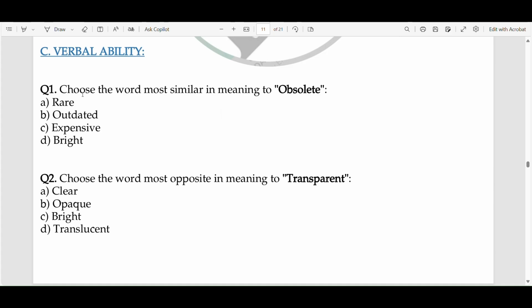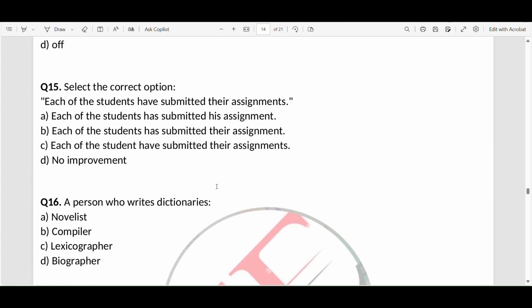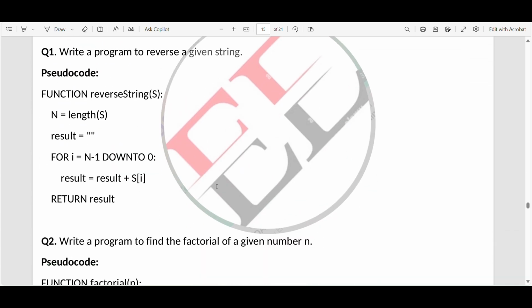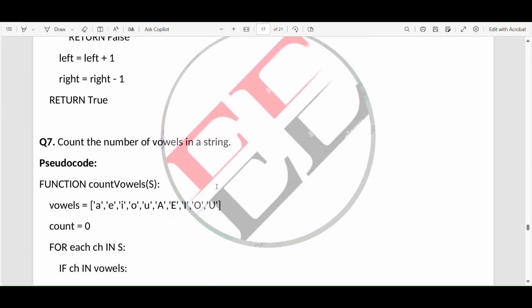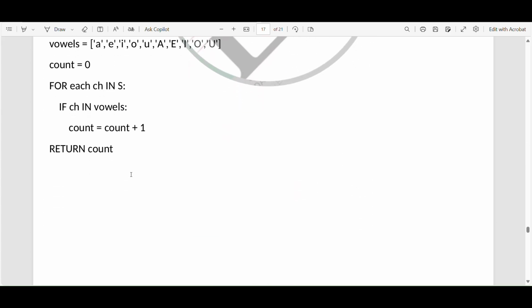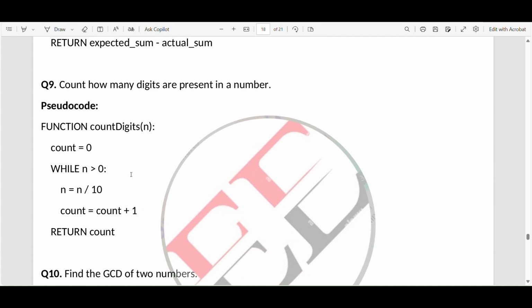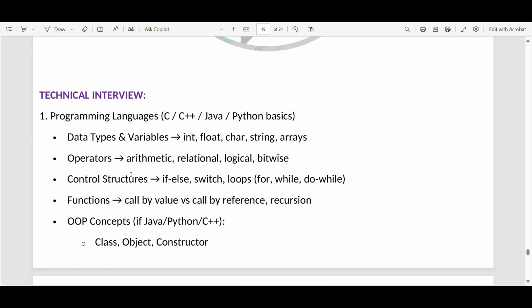And we are having questions on verbal ability too. I'm giving all the questions. We are having some 20 questions and coding sessions also. For the basic and medium level, I'm just giving the pseudocode because the language will be of your choice, right? C, C++, Java, and Python. So you can write in your own language.